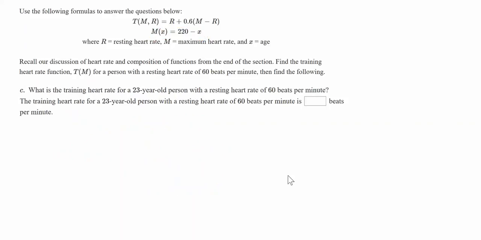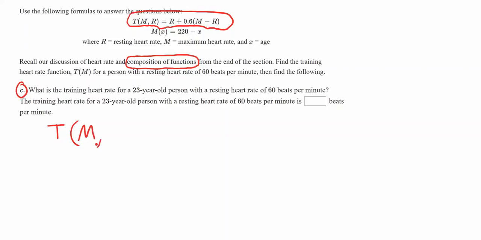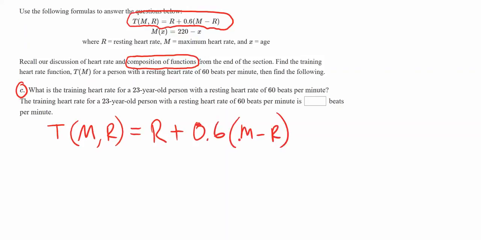Looking at part C now. We're going to look at what a training heart rate is. That's the one that we really want to get to in this whole composition of functions. It's this formula right here. And again, we're dealing with composition of functions. We're talking about a function that's within another function. So it's T. The training heart rate is a function of the maximum and resting at the same time. And the formula goes like R plus 0.6 times the difference between maximum and resting.